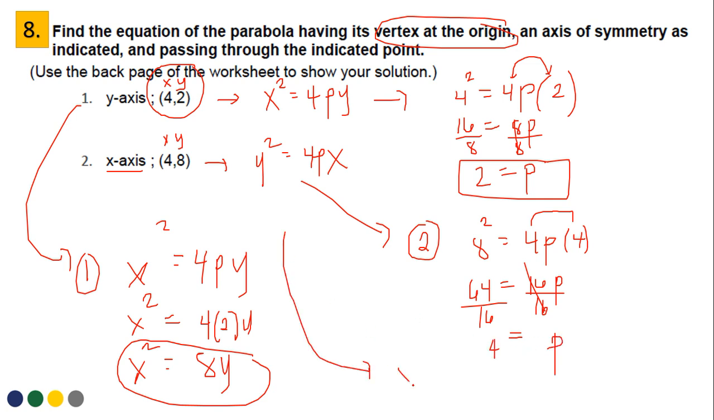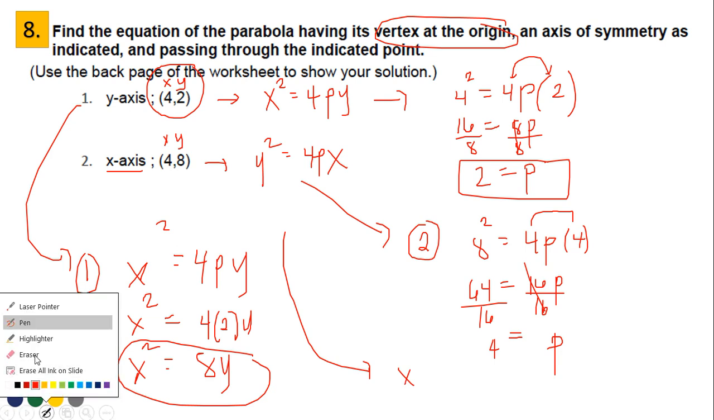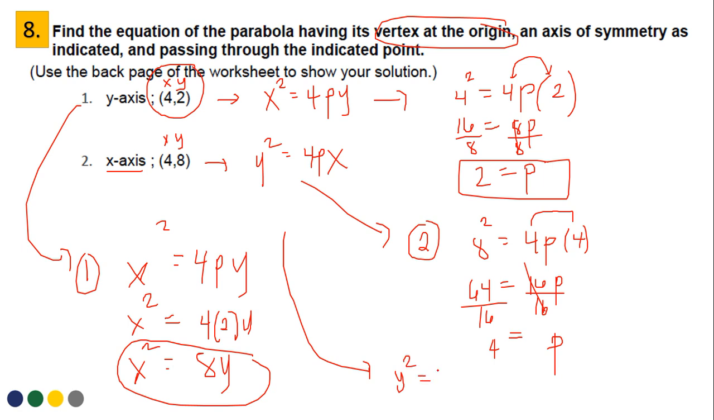And we're going to use again the original formula, which is y squared equal to 4px. The next, y squared is equal to, what is the value of p? 4. 4 times 4x. Final answer, y squared is equal to 16x. Do you have any questions?